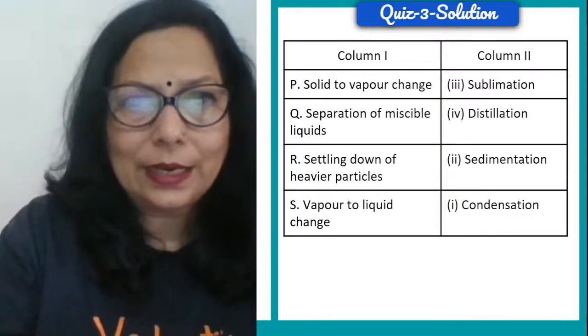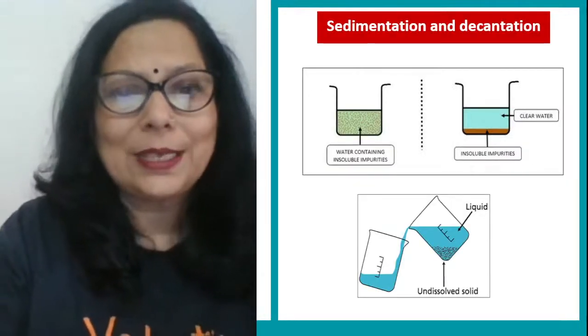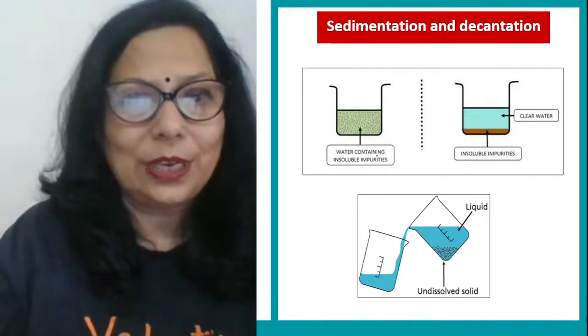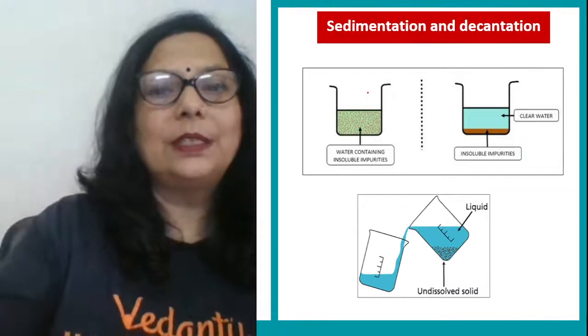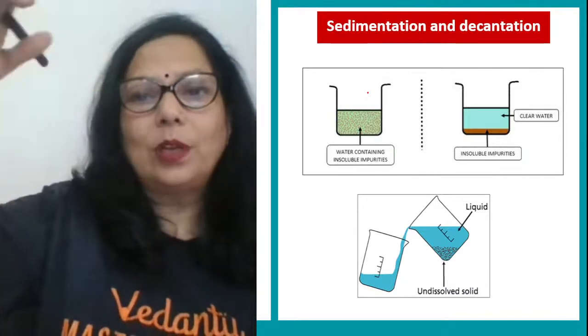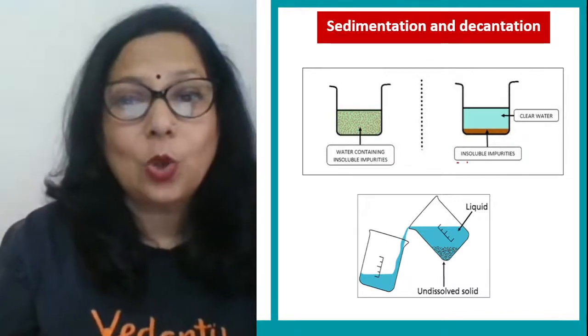So these are the correct answers. We move on to the next. What is sedimentation and decantation? Let me tell you. When some impurities are there in water and you leave it undisturbed for some time, clear water will be on the top and insoluble impurities at the bottom.